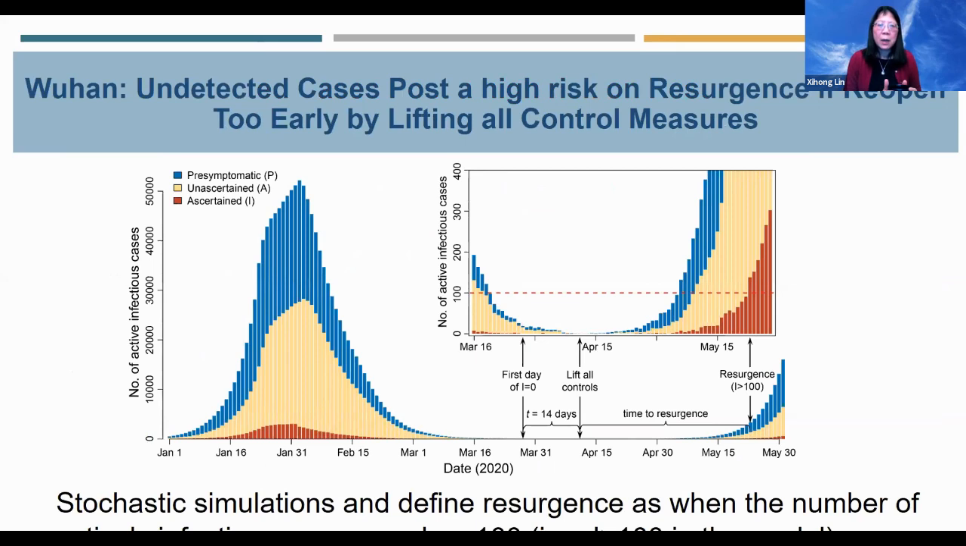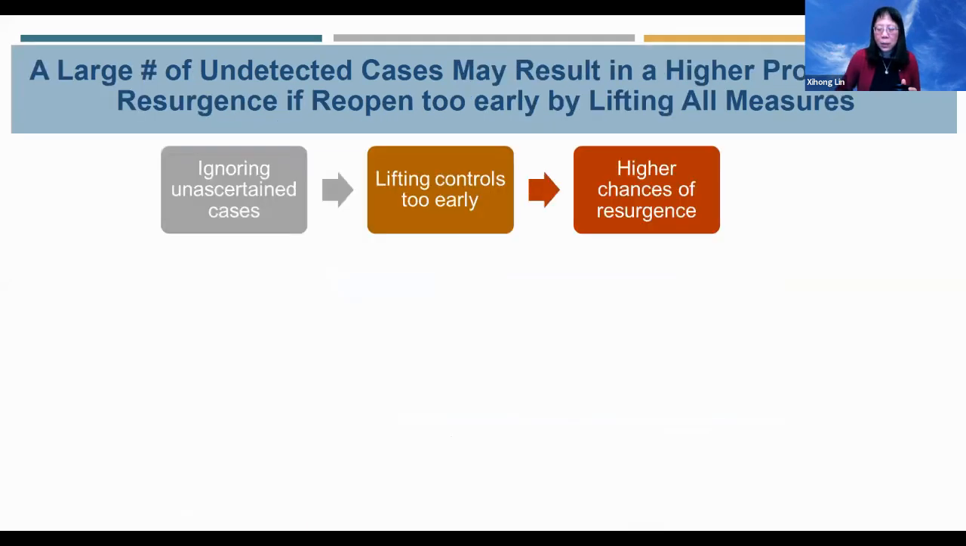And also from the data, we showed that if the control measures are lifted too early, even when there are no confirmed cases, there are still a lot of uncertain cases. And so those could still cause the disease to spread. For example, we estimated the probability of resurgence after 14 days. Suppose this is the first day we have zero observed cases, and suppose one lifts the control measures after 14 days. Then we estimate the chance of resurgence. And so here is the result.